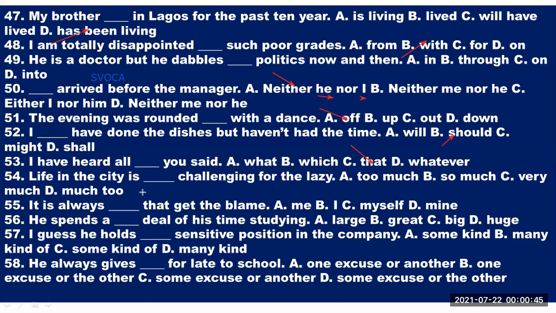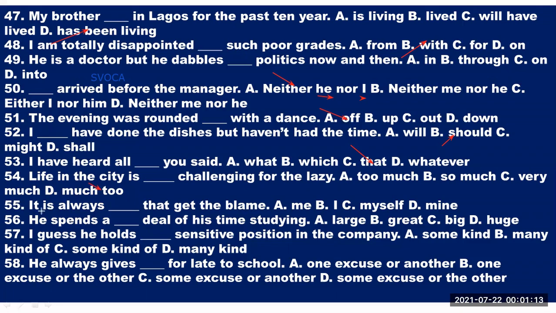Now, question number 54. Life in the city is dash challenging for the lazy. A, too much is not correct. You cannot say too much challenging. No, that is ungrammatical. So much challenging, no. Very much challenging, no. Much too challenging is correct. Is much too challenging for the lazy.